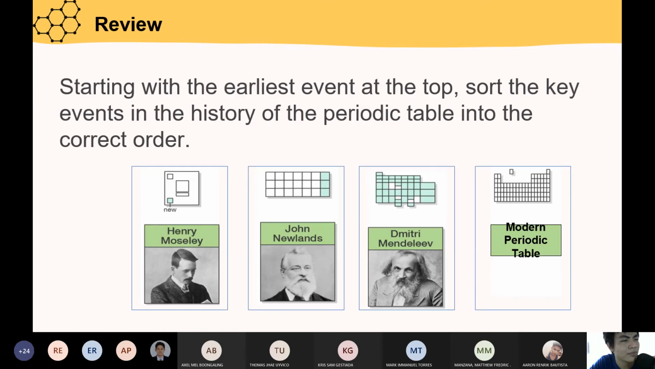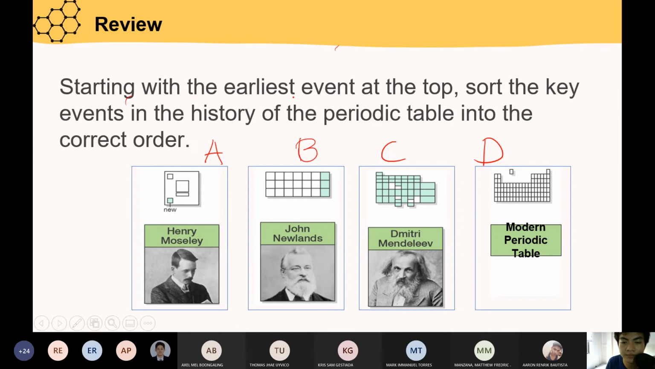It is a whole number. Okay? Starting from the earliest event at the top, sort the key events in the history of the periodic table into the correct order. Okay? Chat it in our chat box. A, B, C, D. Arrange the following events in proper sequence. Who came first? A, B, C, D. Okay? So, which of the four came first? Is it A? Is it B? Is it C or D? Which of the four came first? You can chat in our chat box, okay?